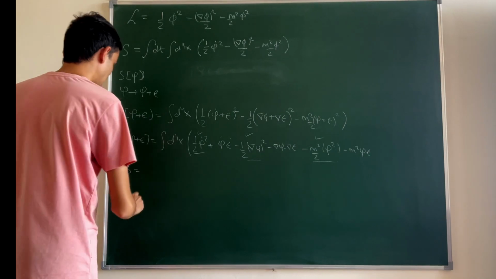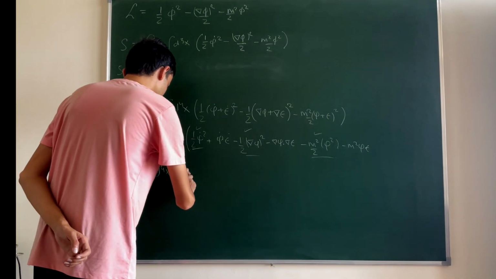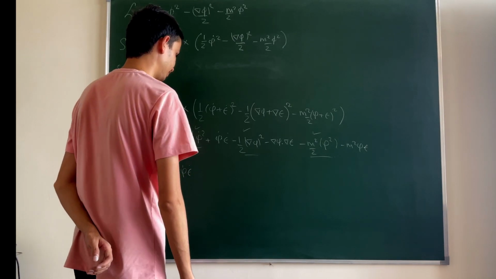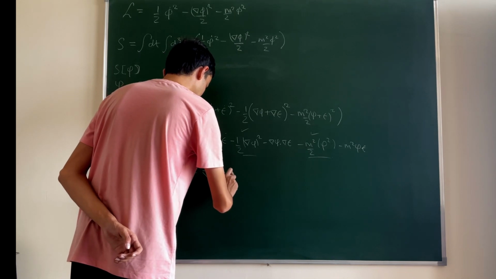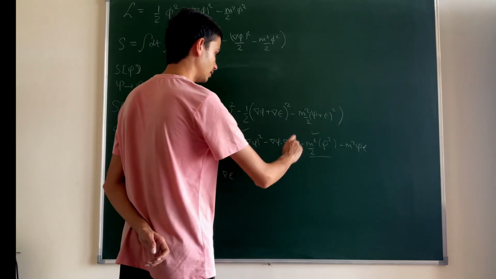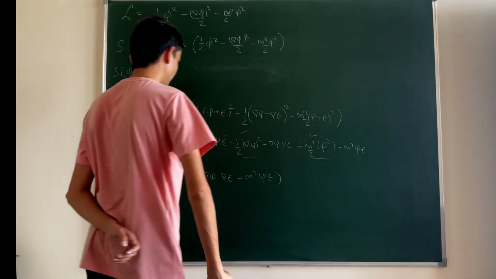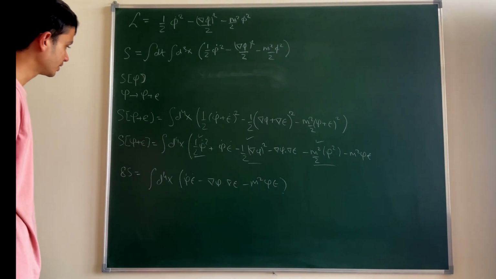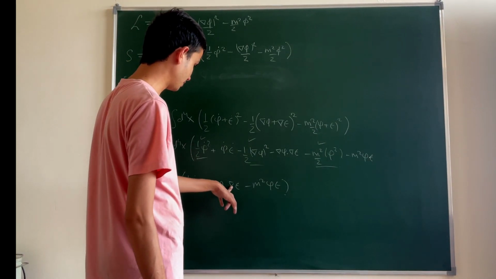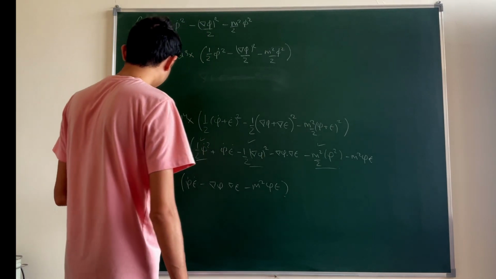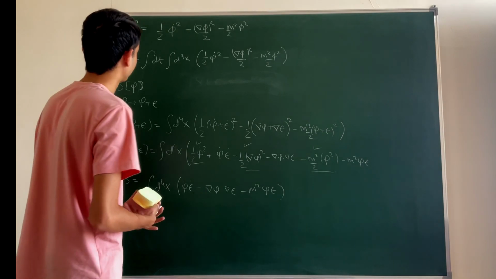So okay, we'll have d4x, and now we have phi dot epsilon dot minus of phi epsilon. We have minus of m square. What we have now is epsilon dot, and we have grad phi, grad epsilon, and m square epsilon phi. So let's just write this up there, and we'll do the rest of the things from here.